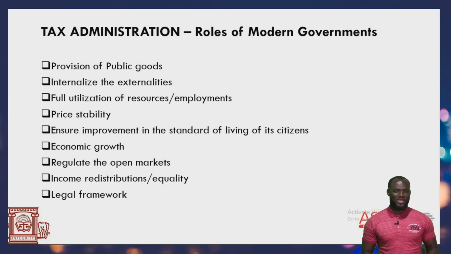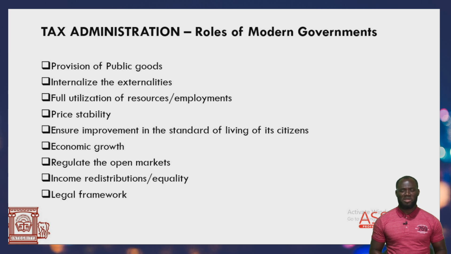Now, public goods are goods that are consumed by the majority of the people. They are goods that are consumed by the majority of the populace. They are goods that are consumed by both the poor and the rich. Okay? So, examples of public goods include schools, hospitals, roads, lights, water, security, and the likes. And of course, you can realize that if these goods are left in the hands of the private sector, it means that only those who can afford can have access to these goods. And that is to say that only the rich can have access to public goods.